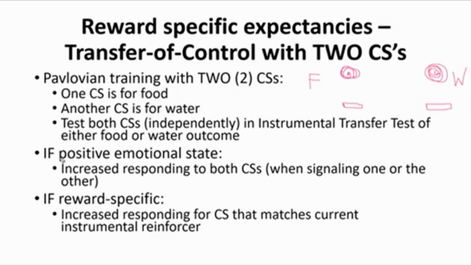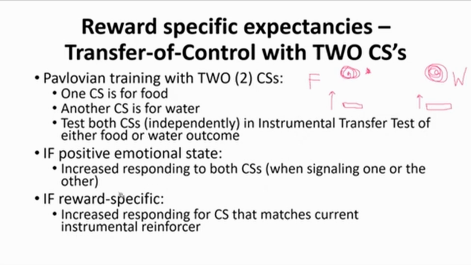Our 2 predictions are that if this is only based on that positive emotional state, then we should see an increase in lever pressing for both sides. Even if the food light is lit, we should still see an increase in responding for both food and water.